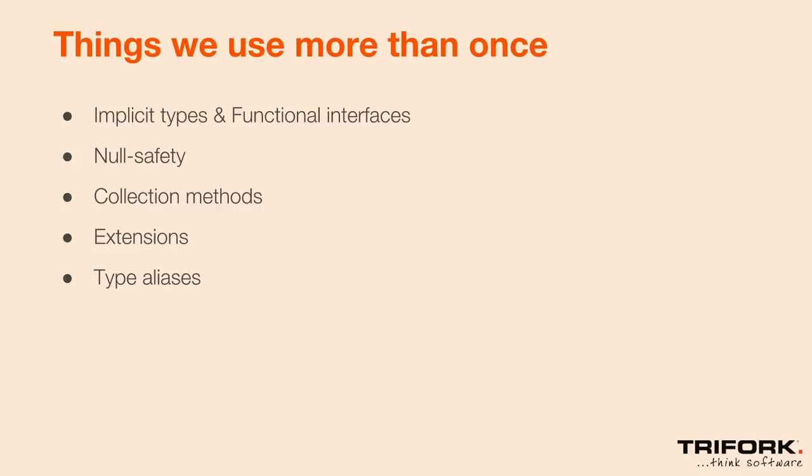Null-safety is a feature that we have a lot of fun with. The methods that we can do on lists, so the functional programming part of that, and something about extensions and type aliases. That's basically what this talk is about in terms of the basic Kotlin stuff.